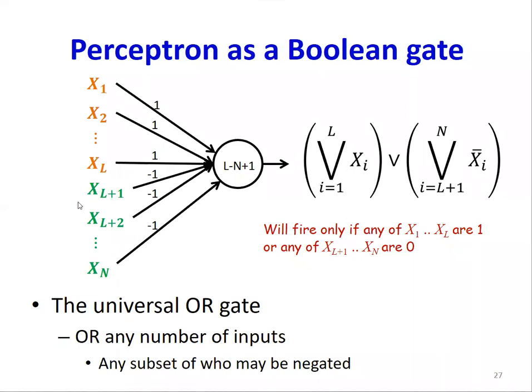So at that point, if any one of them flips, then the number is going to become L minus N plus 1. But then you want it to fire. So if I use a threshold of L minus N plus 1, it means that at least one of these guys is 1 or at least one of these guys is 0. So this is a universal OR function.